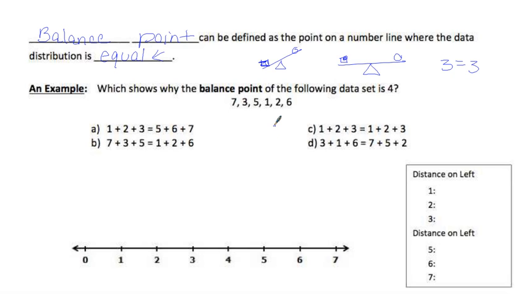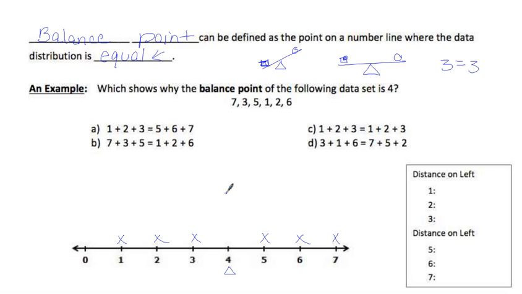Show why the balance point of the following data set is 4. Okay, so the first thing we're going to do is put these numbers on our number line. So we have a 7, we have a 3, we have a 5, a 1, a 2, and a 6. Now you can start to visualize what the balance point is going to be. Where do these all balance if this number line was a scale? Well, you can see that they're all equally spaced around the 4. So the 4 is actually going to become the fulcrum for that balance point.